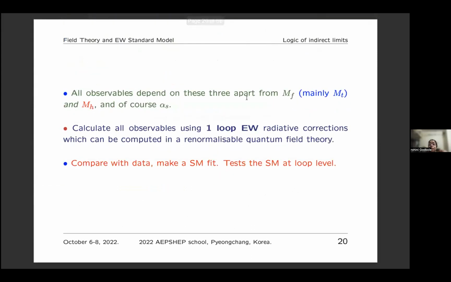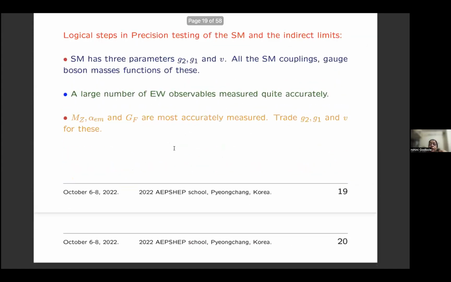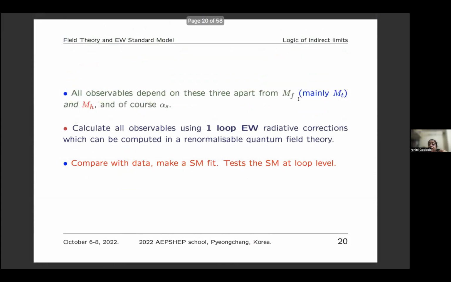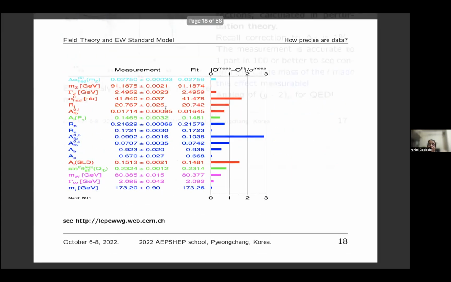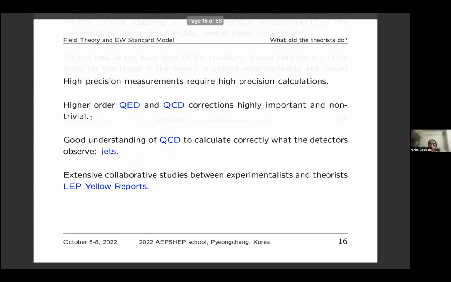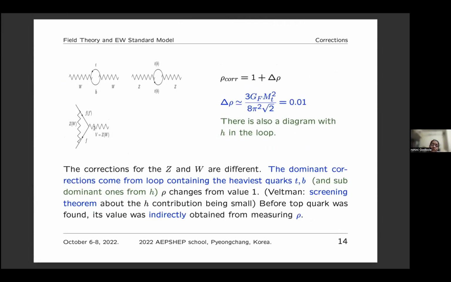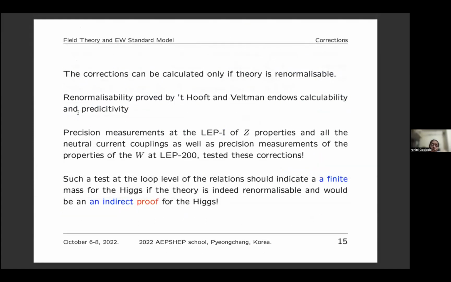So now all the observables depend on MZ, alpha EM, and GF, which are very accurately measured. They will also have a dependency on MF, namely MT, and also on MH, and of course alpha S. Now, why does it have dependence on MT, MH, and alpha S? Because, as I showed you, look here, the coupling of the Z to an FF bar pair is affected by this loop. That means it is affected by the fermion masses, and the heaviest fermion will affect it most. You can also have a Higgs here.